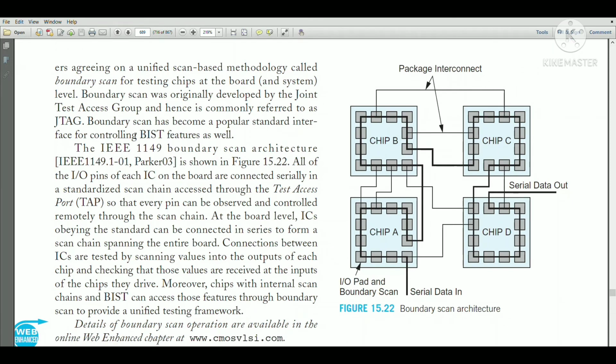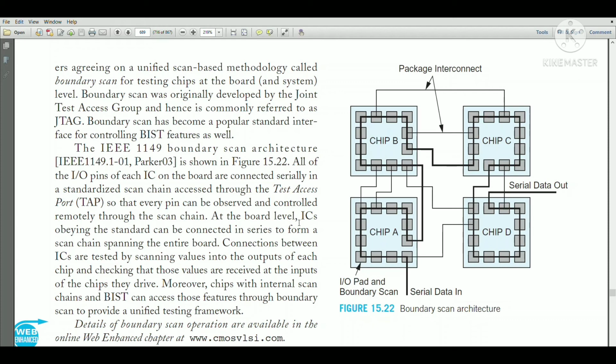So boundary scan has become a popular standard interface for controlling BIST features as well. So it is the key. Okay, so IEEE 1149 boundary scan architecture is as shown in the figure here. All of the IO pins of each IC on the board are connected serially in a standardized scan chain, accessed through a test access port, known as the TAP, so that every pin can be observed and controlled remotely through the scan chain.